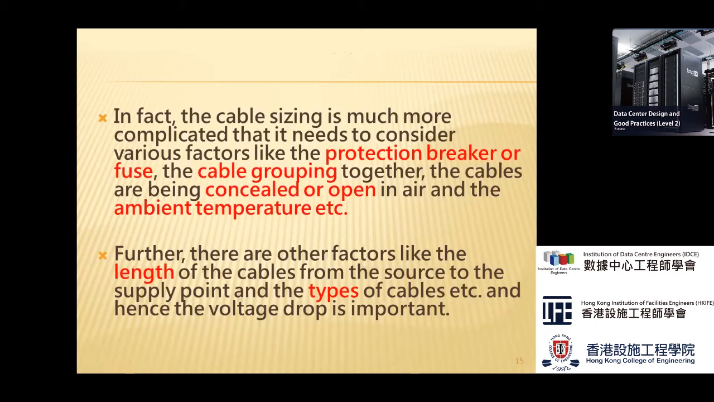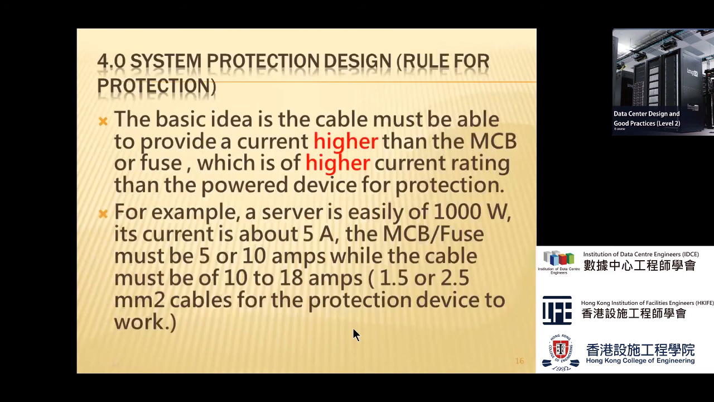There is also dependence on the types of cable, right? You have PVC cable, you have UPVC cable, you have armored cable. So it depends, and it also depends on the voltage. To determine the cable sizing, you have to consider a lot of things here.